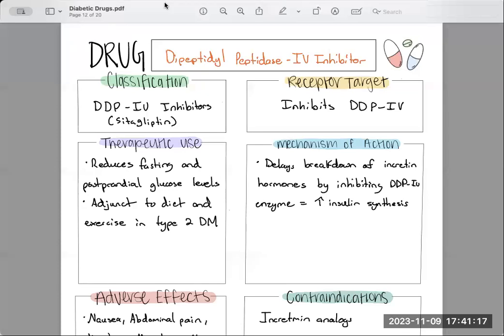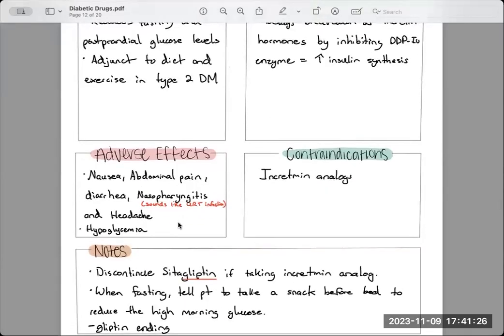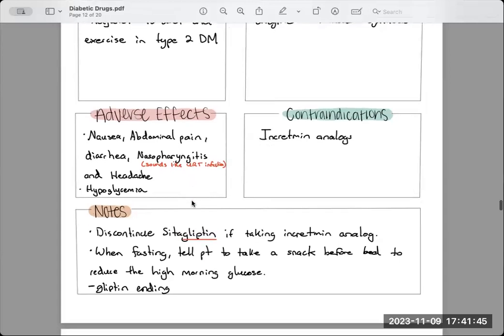All of these drugs or this class of drugs, they all end in gliptin. So sitagliptin is an example. They're all going to end in this gliptin ending. Now, really important adverse effects. Once again, these cause hypoglycemia. They can cause nausea and abdominal pain, and they can cause nasopharyngitis or like similar to an upper respiratory tract infection, like runny nose, cough, things like that.